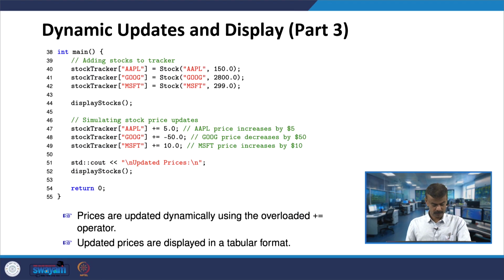So, now we are coming to the main program. In the main program you have stock tracker, Apple. You have an object stock passing Apple and 150.0, and another one Google 2800.0 and MSFT 299.0. And then you are updating Apple with plus 5.0, Google minus 50.0 and MSFT plus 10.0. So, you are making the update, and then the updated price will be displayed when you call the display stocks.